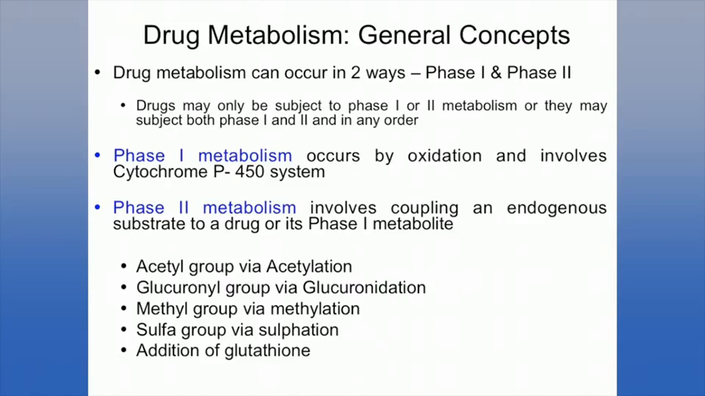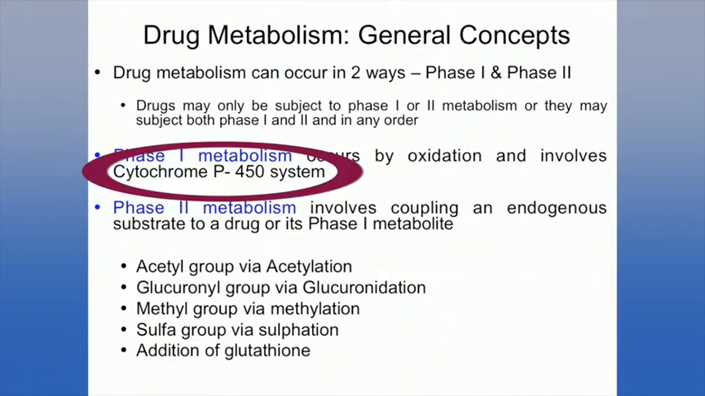What's phase 1 metabolism? Well, this is that microsomal oxidation system. Phase 1 metabolism occurs by oxidation and involves this family of oxidative enzymes, and it is called the cytochrome P450 system. And I would strongly recommend that you remember that term, the cytochrome P450 system, also sometimes referred to as CYP for short.